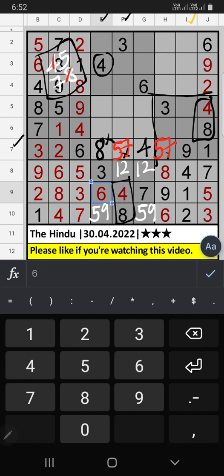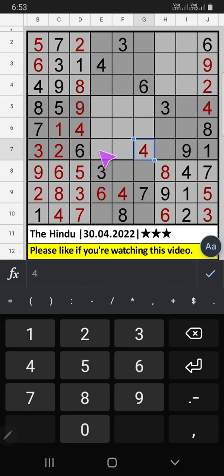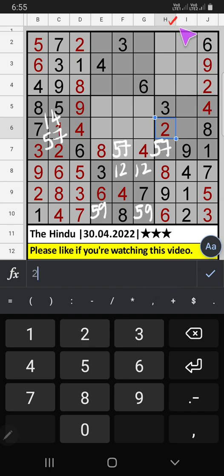Column I, we have 2. So 2 can't come in these cells. Then 2 is confirmed here. Column H, 4 numbers are remaining: 1, 4, 5, 7. Third row, we have 1 and 4. So 1 and 4 can't come in this cell. It will come in any one of the two cells. Fourth row, we already have 4. So 4 can't come in this cell. 4 is confirmed here. Then 1 is here. Then only two numbers are remaining, 5 and 7. It will come in any one of the two cells. We will confirm later.